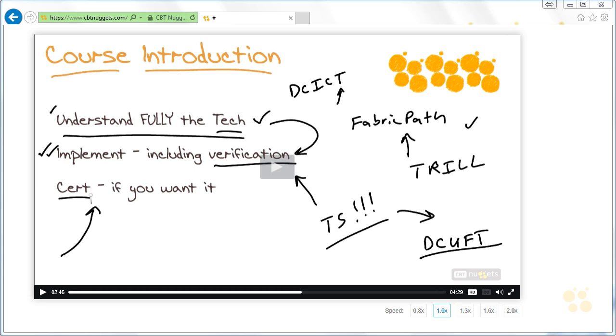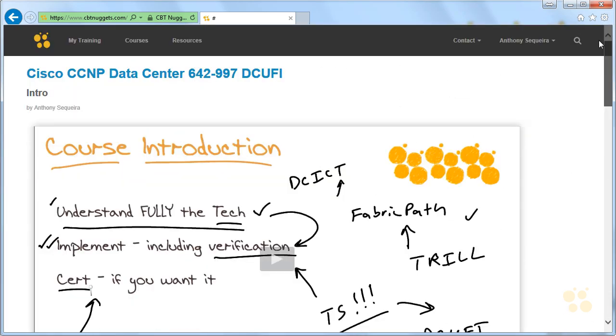Now, in a moment, I'm going to share with you my goals for you in this particular course. What goals are you going to be striving for? But let me just tell you quickly about my goals for this course. This course really is a continuation of an earlier course that we did, and that's DCUFI. You know, in DCUFI, we implemented Cisco's Unified Fabric Technologies.